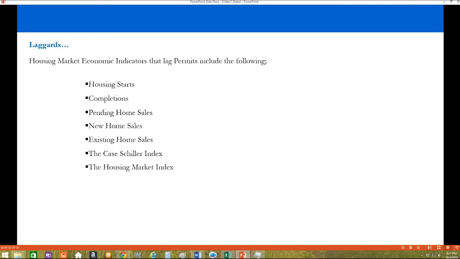We've got pending home sales, new home sales, existing home sales, the Case-Shiller index, and the housing market index. And all of these indicators are actually lagging indicators. They lag numbers like the building permits number. So they're either coincident or lagging, very lagging numbers. So they either tell us what's happening right now in the economy, or they tell us what's happened in the past. The leading indicators tell us what's going to happen in the future.